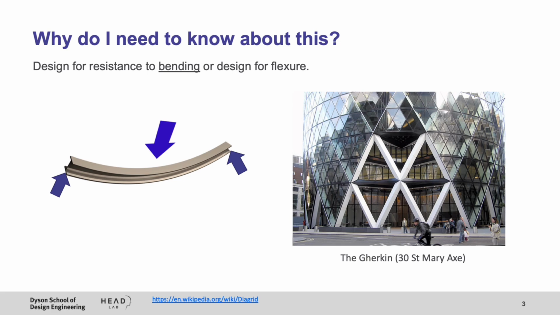Why do I need to know about this? Beams are used in many structures and they are subjected to bending. An example is the Gherkin in London, and these beams are subjected to lateral forces which produce bending in their structure. So you may want to design for resistance to bending, or sometimes you may want to design beams for intended flexure or deflection.